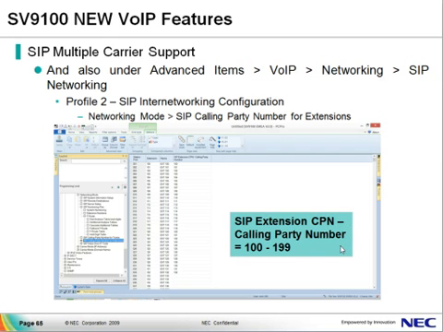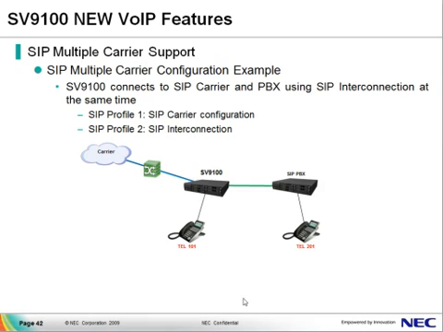So now, all being well, after following those programming pages, we should now have a SIP profile 1 connected to a SIP carrier, so we can make external calls to the PSTN, but also we should have SIP profile 2 set as a SIP interconnection to a remote destination for intersite calling on a single system.